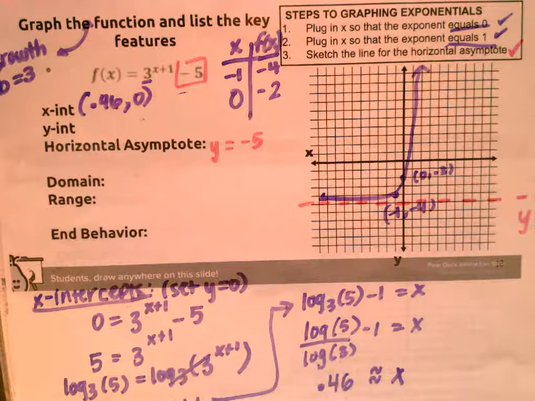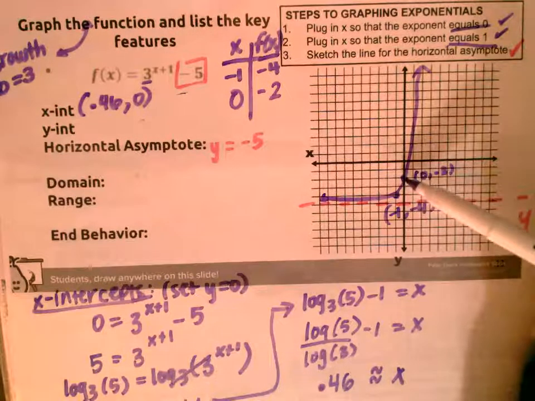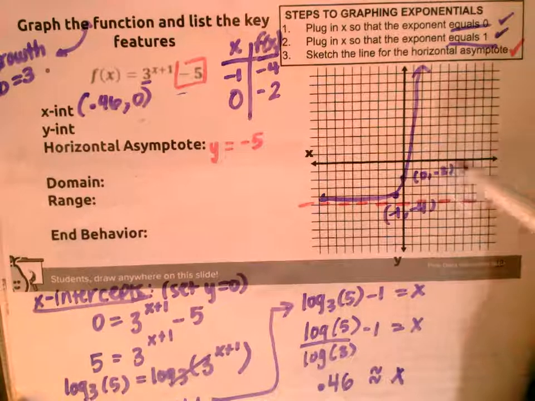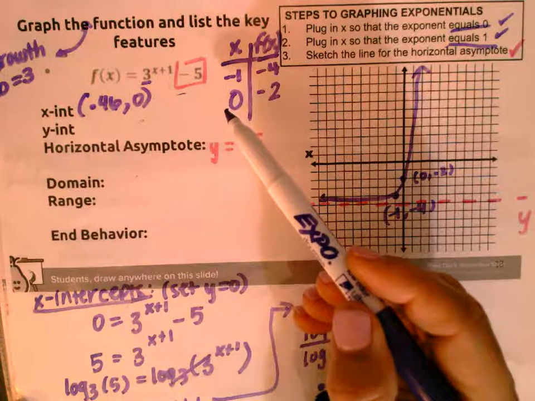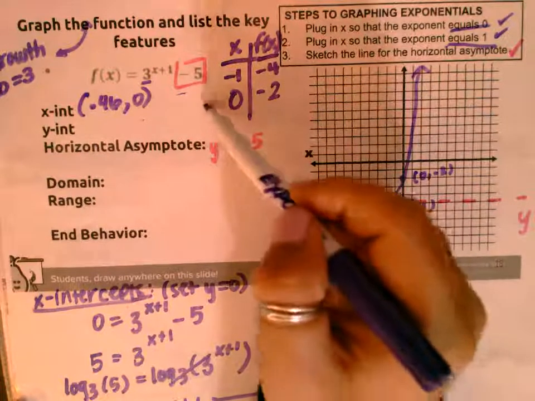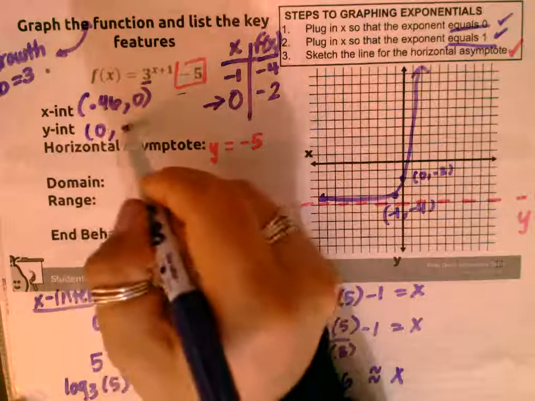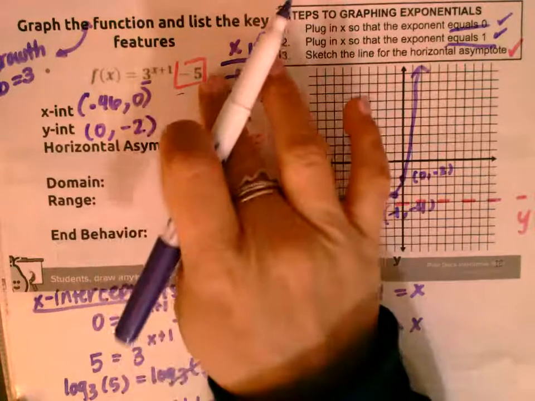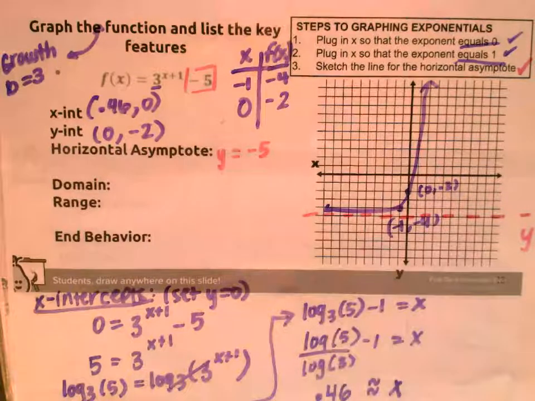My y-intercept is wherever my graph crosses the y-axis. Now, looking at my graph, I can see, heck yeah, it crosses it right here at 0, -2. Whenever x is 0 is where my y-intercept is. So it's actually just this point right here, 0, -2. And you guys want to become comfortable with making sure your x and y intercepts are in points as well.